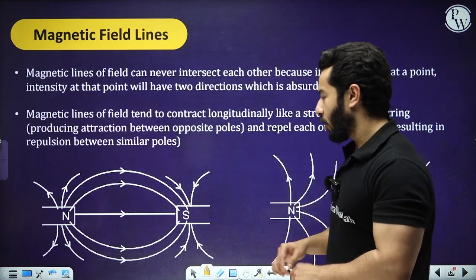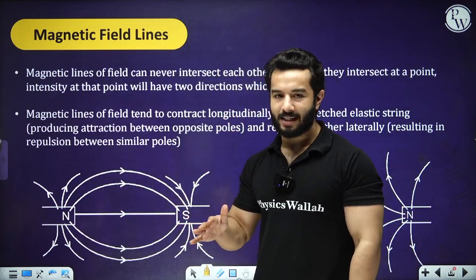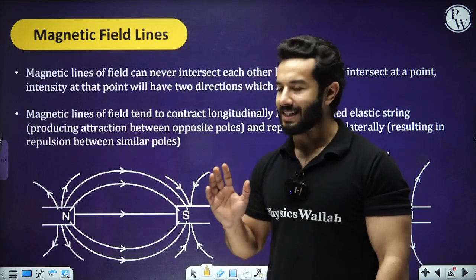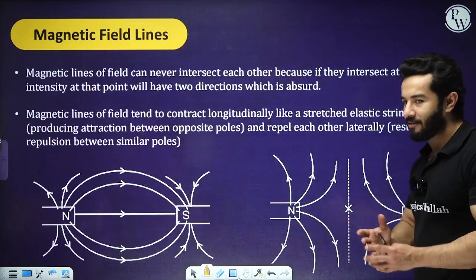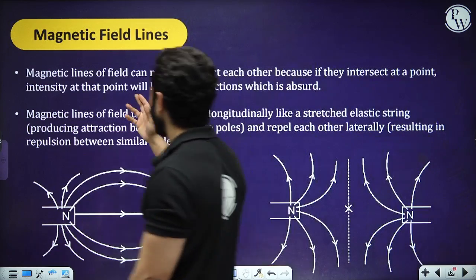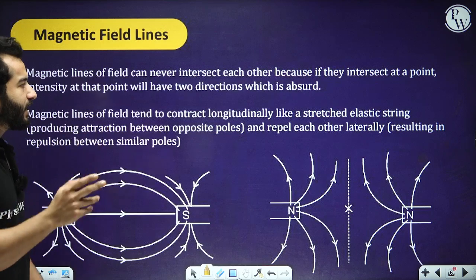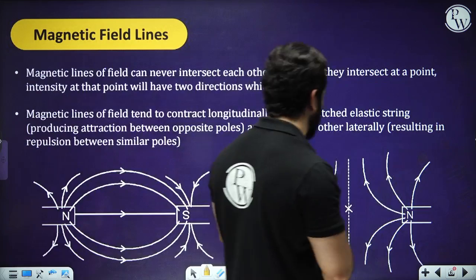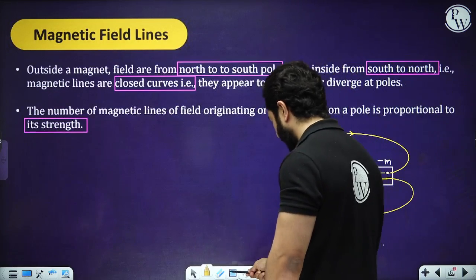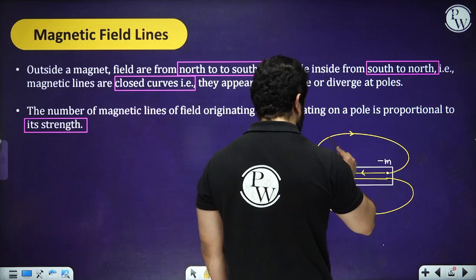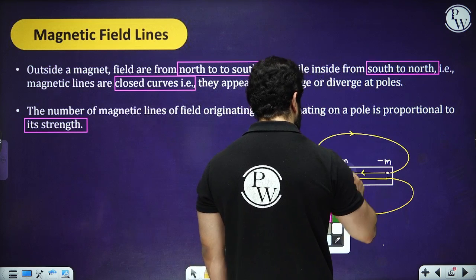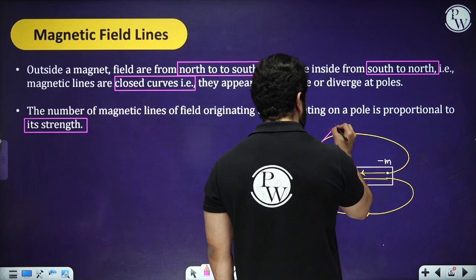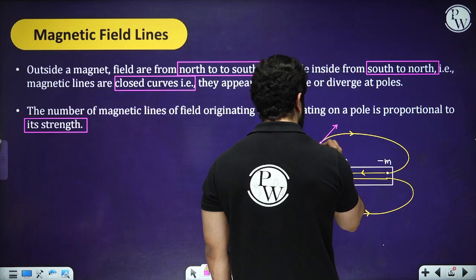So if you have got the north pole and south pole of two different magnets placed near together, the magnetic field lines are going to be something like this. And if you have got the same poles, the magnetic field lines are going to repel each other. Magnetic field lines can never intersect each other, because if they intersect at a point, the intensity at that point will have two directions, right? Similar to what you have learnt in electric field also. So at any point, if you want to find the direction, you just make a tangent like this. So at this point, the magnetic field will be in this direction, right?